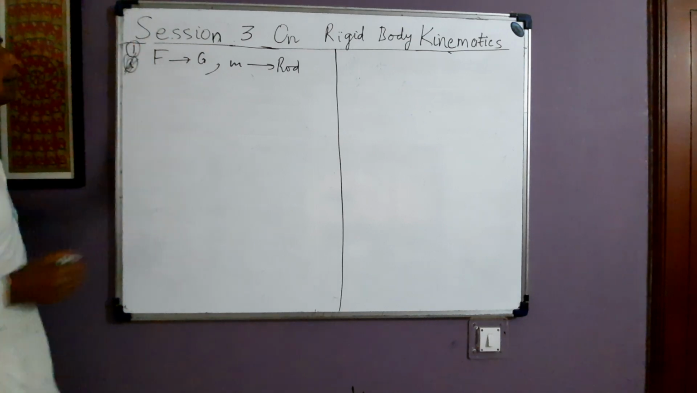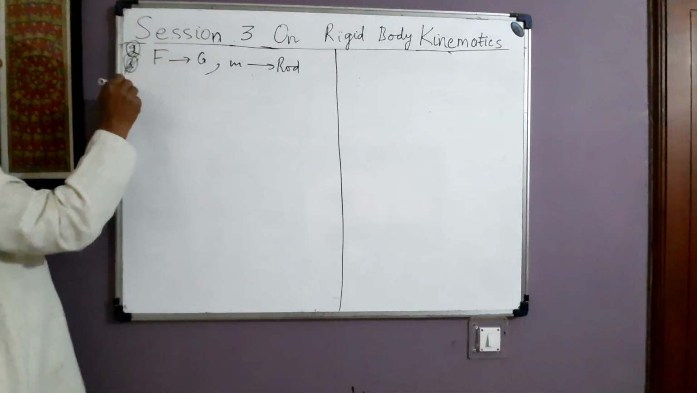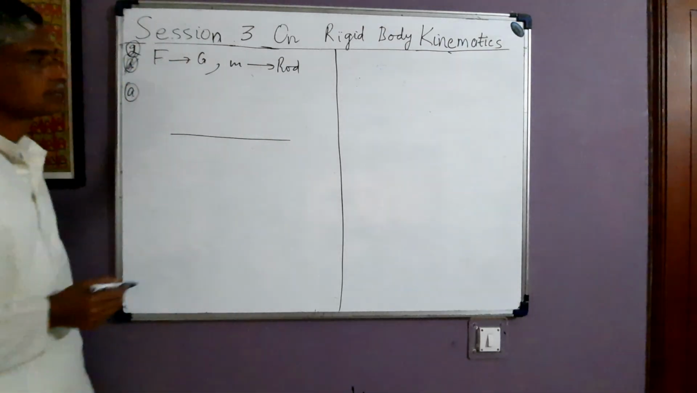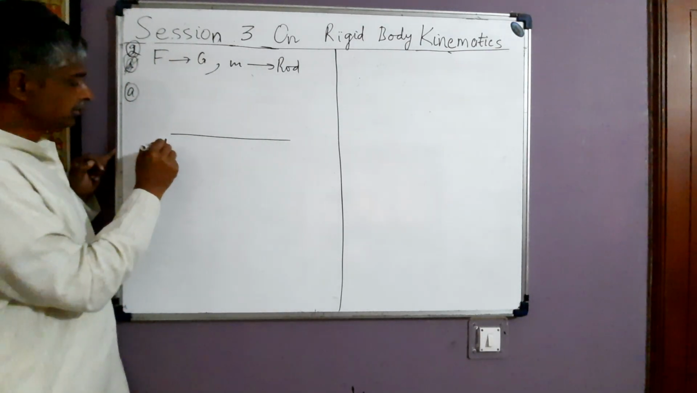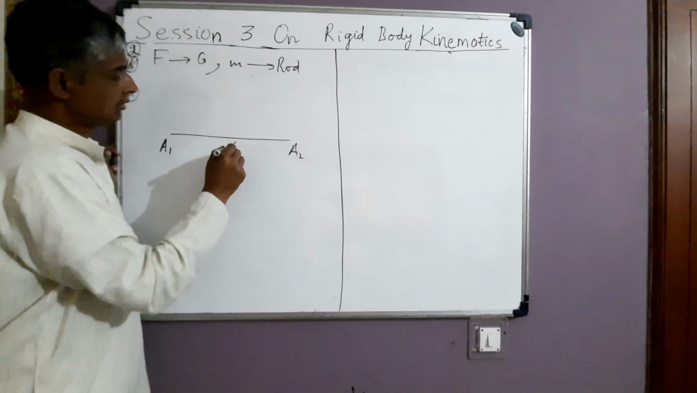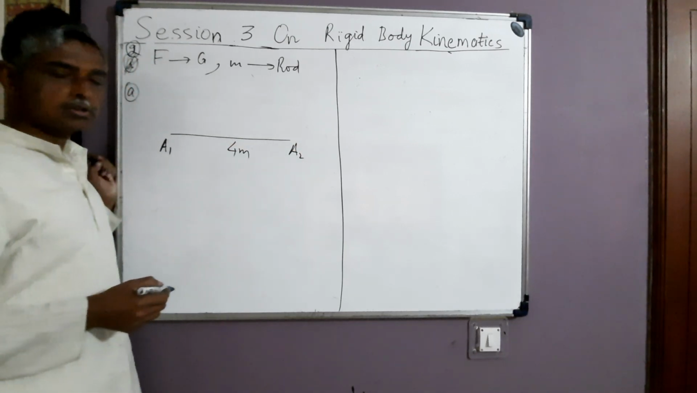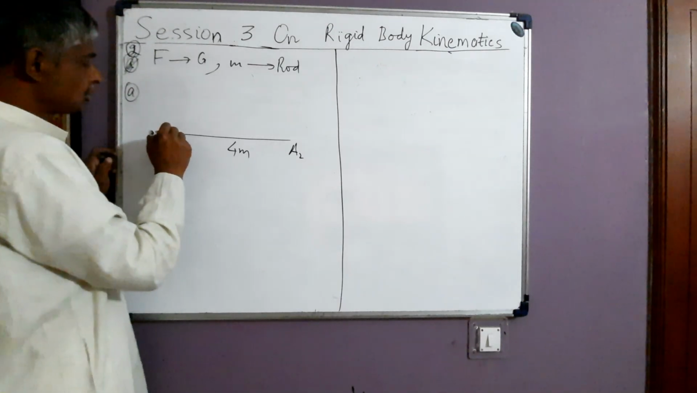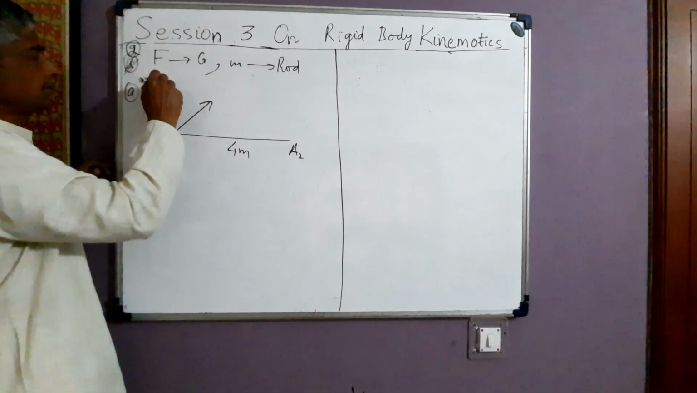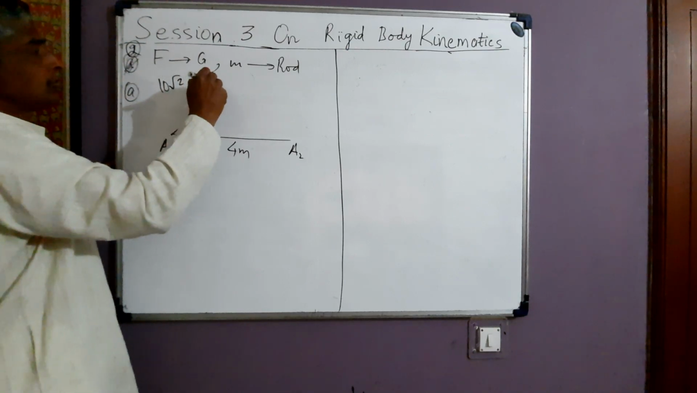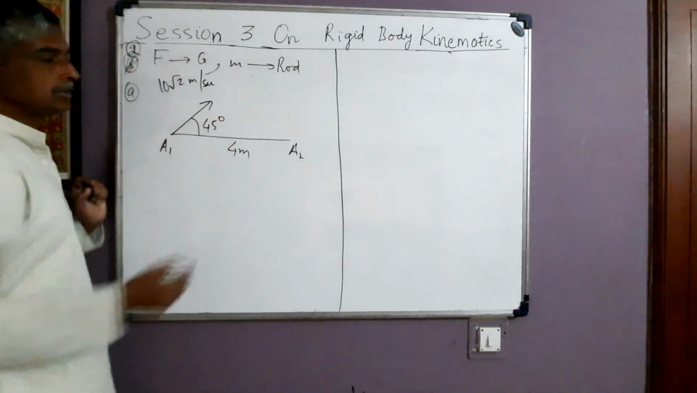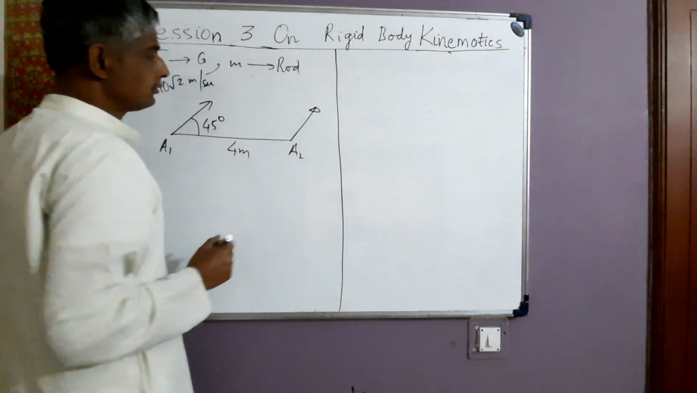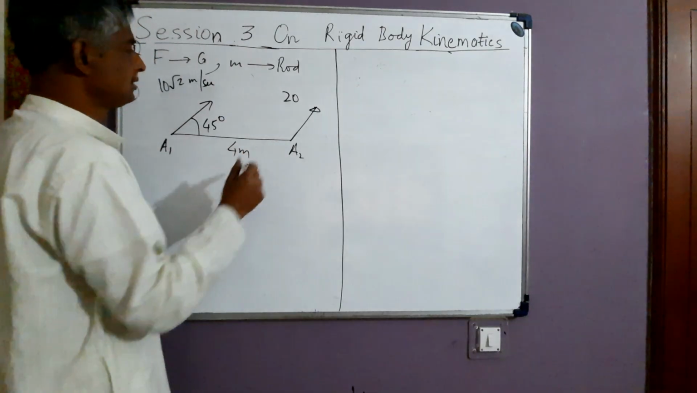Okay, fine. Now question 2. I could take the part A and draw the diagram. The diagram is something like this. This is the rod, this is A1, A2. 4 meter is the rod length. Okay. So velocity of A1 with respect to ground at the given instant is 10 root 2 meter per second at an angle of 45 degree. And velocity of A2 is given to be some value, say 20 meter per second.